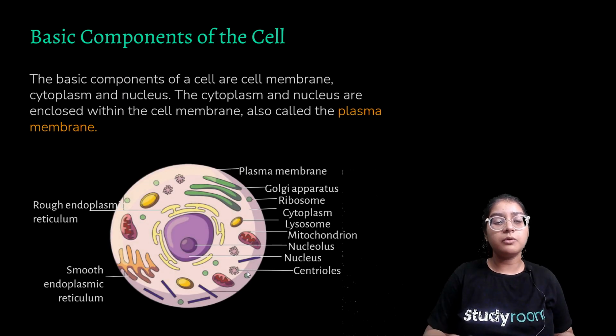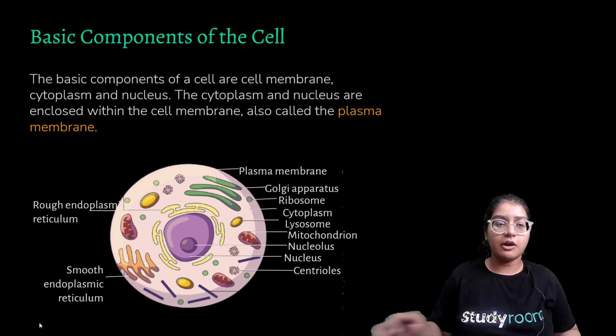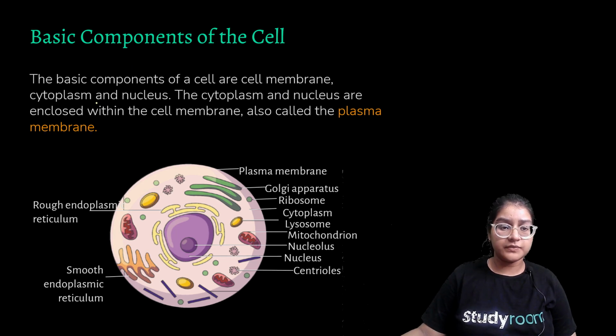Now we'll be talking about the basic components of the cell. So what are the basic components of the cell? The basic components of the cell are cell membrane, cytoplasm, nucleus, and plasma membrane. So this is an animal cell. You can see here the plasma membrane is the outermost layer.